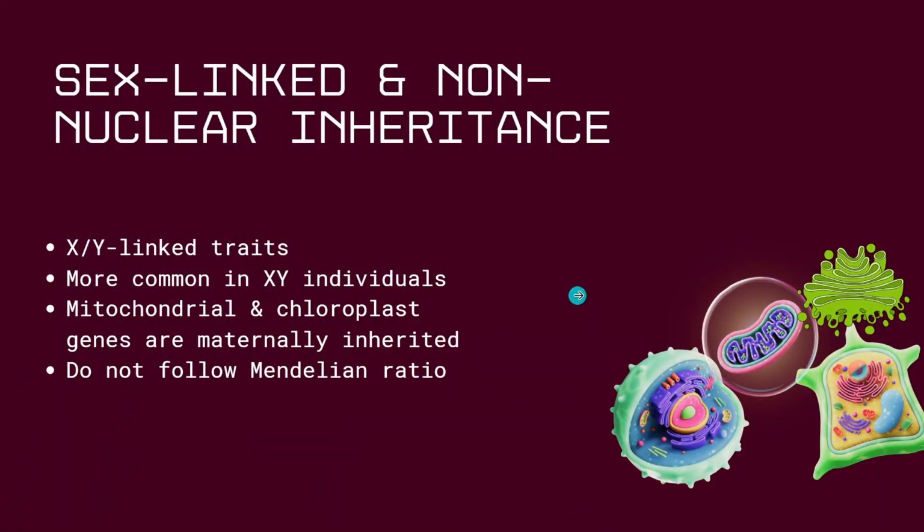So sex-linked traits. Traits on the X or Y chromosome. X-linked traits are more common in males, XY individuals, because they only have one X. So some examples are colorblindness or hemophilia.